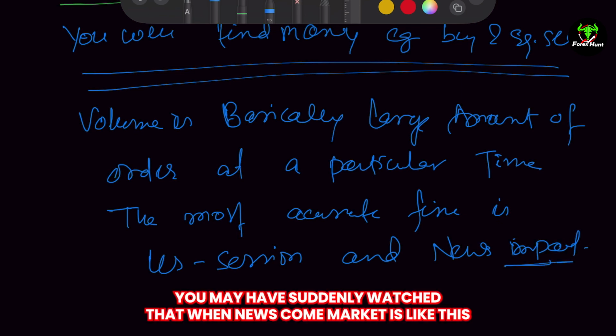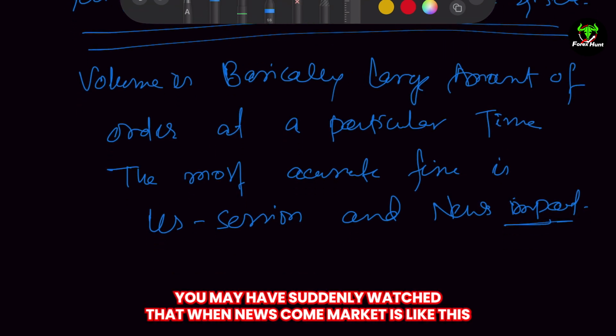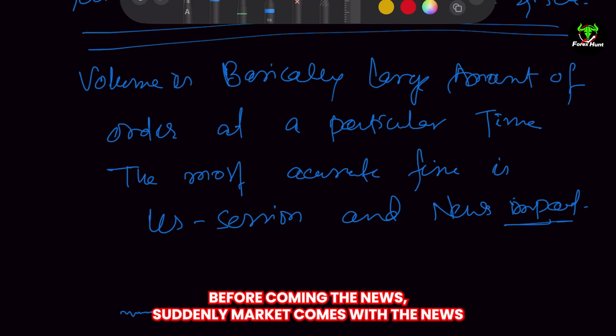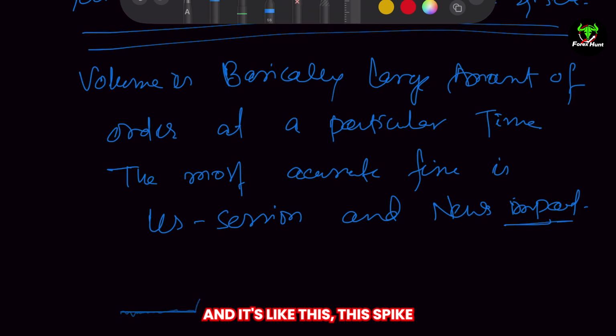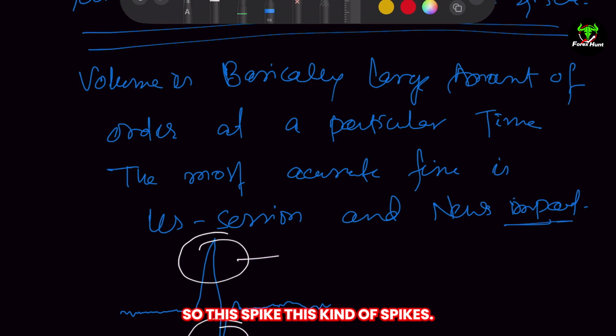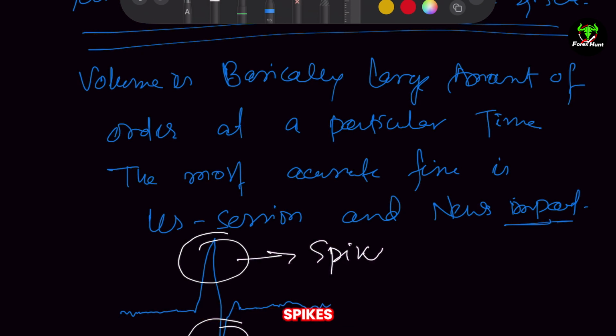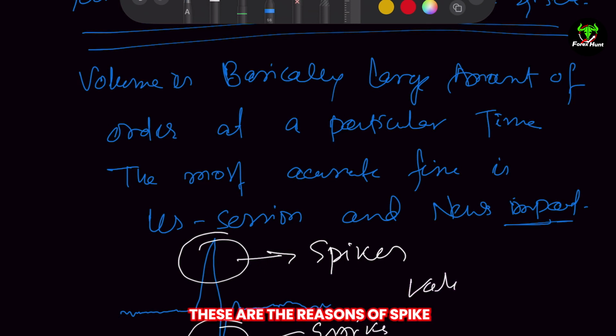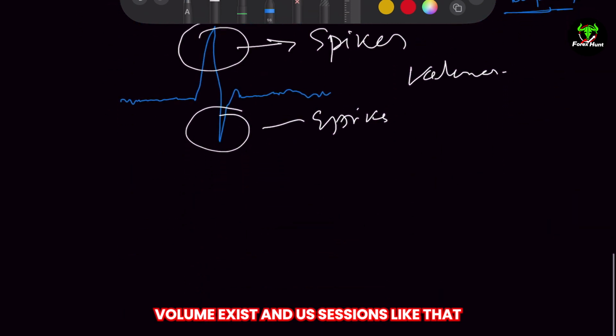When news comes, you may have watched that before the news the market is like this, and suddenly with the news the market spikes, whoop, whoop, and again it comes back to normal behavior. So this kind of spike is created by volume. These are the reasons for spikes. Volume exists, and the US session is like that.